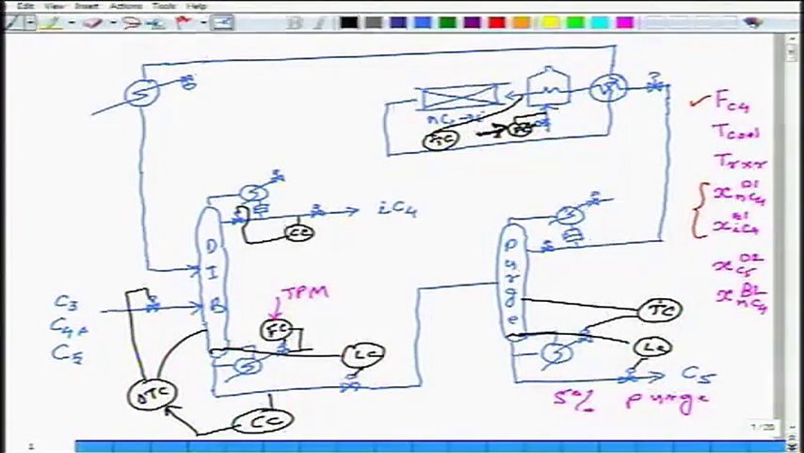Temperature control. Okay, in which case level control here will go this way. Then of course composition control is the conventional thing. Now what is happening is you will have to have some back off in your furnace duty.